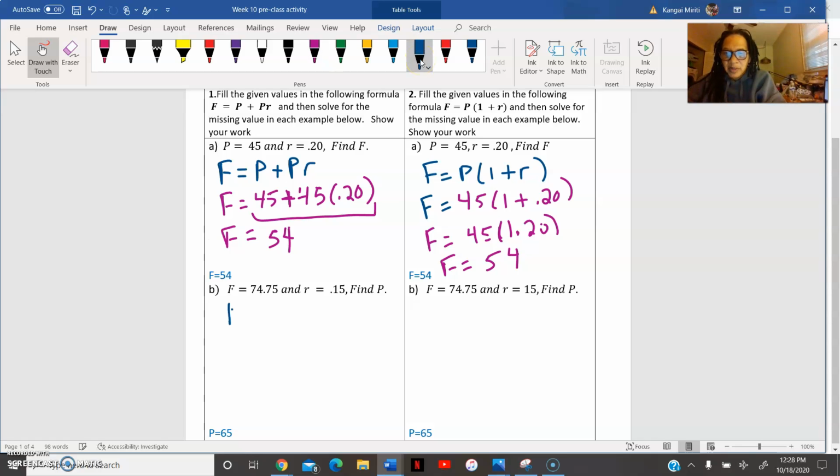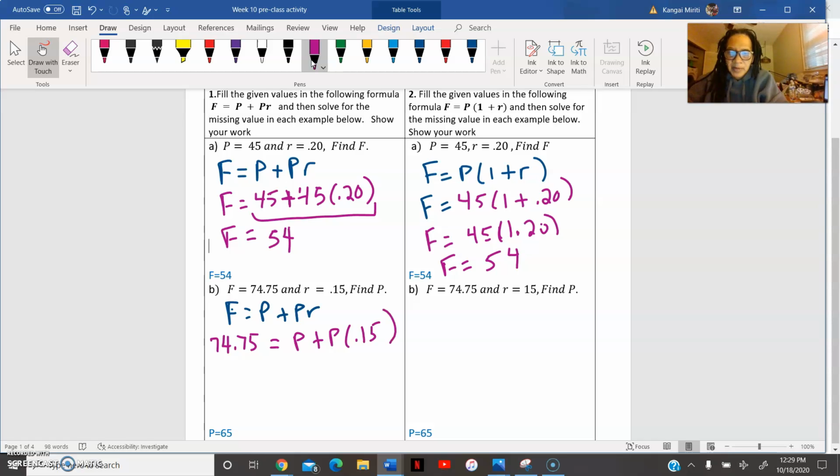Again, it's always good to write the formula first and fill in what you know. This time we have the f value, 74.75. We don't have the p value, but we do have the r value. So now we're trying to solve for p, which means we need to get p all alone. So we need to think about algebraically what we do. Well, we want to try to simplify on each side if we can.